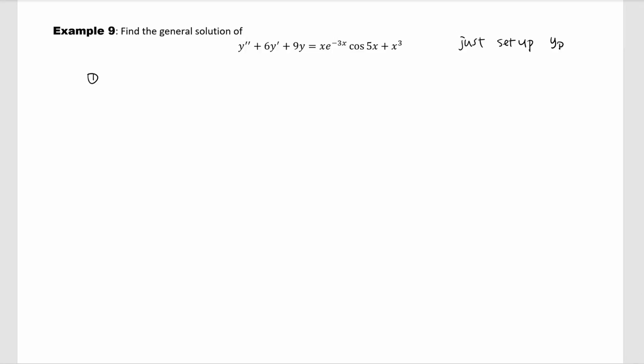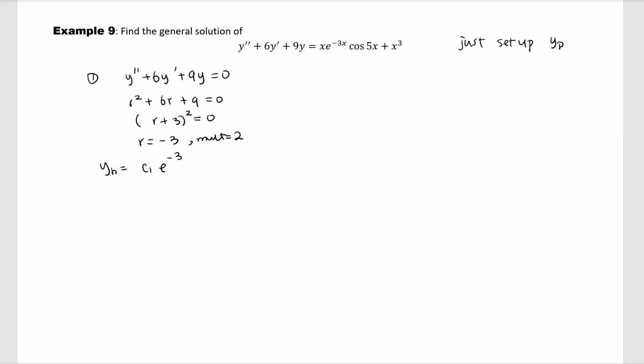So the first step, we look at the homogeneous differential equation. So what's the characteristic equation? Do you see this is a complete square? So we get r equals -3 with multiplicity 2. That corresponds to c1 e to the minus 3x plus c2 x e to the minus 3x. So far, so good, everybody? And what's next? Well, we look at our YP.